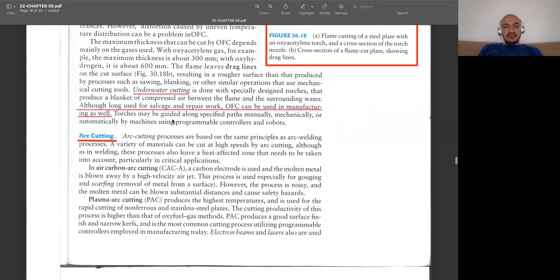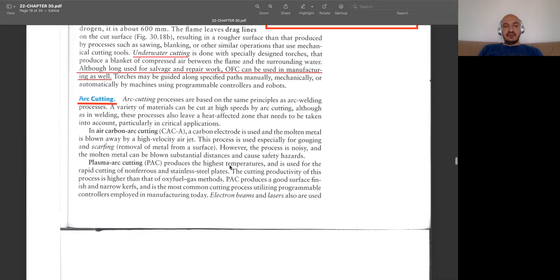And in addition to oxyfuel cutting, we may also use arc cutting. So with the help of these arcs, the heat will be generated, and again, the temperature of the workpieces will be increased. They will be melted, and these portions, the heat affected zones, will be removed from the workpiece.